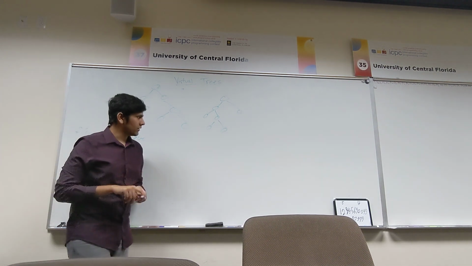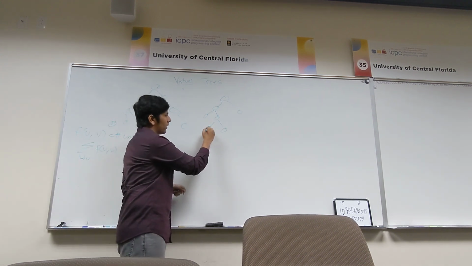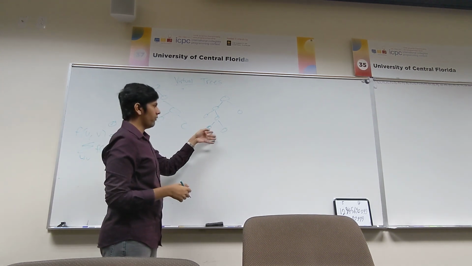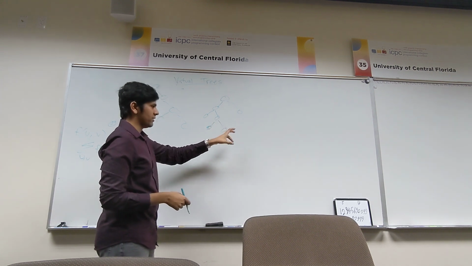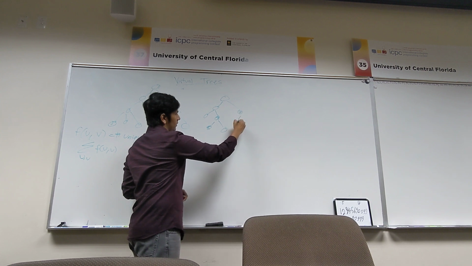Yeah, you're super close actually. So when we build this virtual tree, not all the nodes are going to be of this color, right? Because we're gonna have some LCAs that are a different color. So let's just say this is our tree right here.